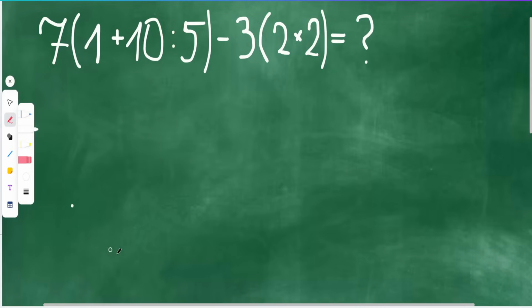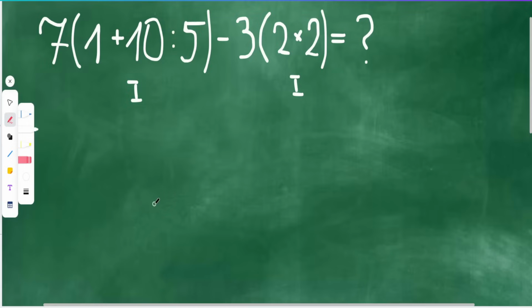I don't know if you remember. Maybe you remember from other videos that the order of operations is first you perform the operations in brackets. So we will have to perform the tasks in brackets first. So that means at the same time first we will perform this operation and this operation.